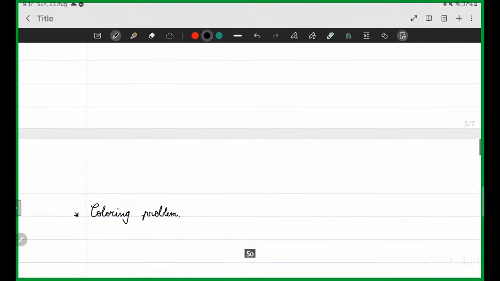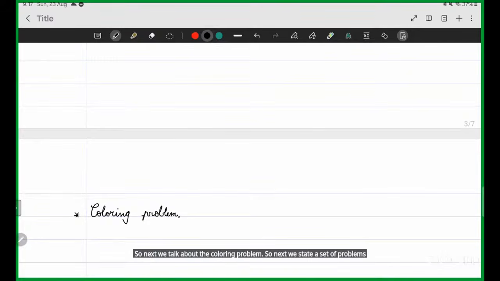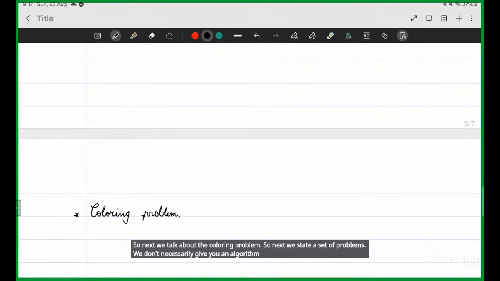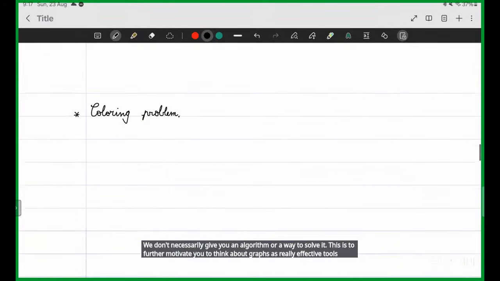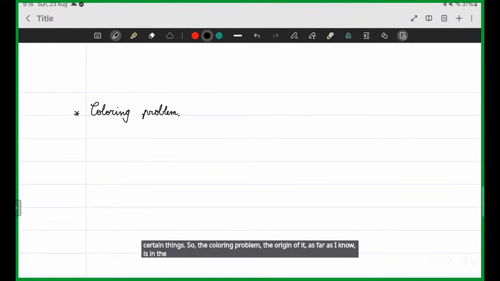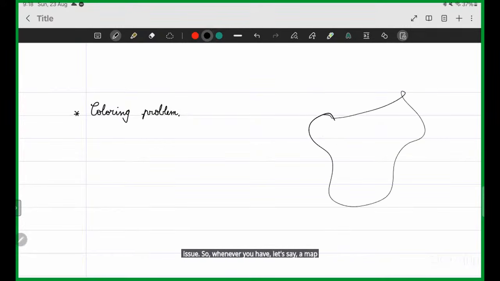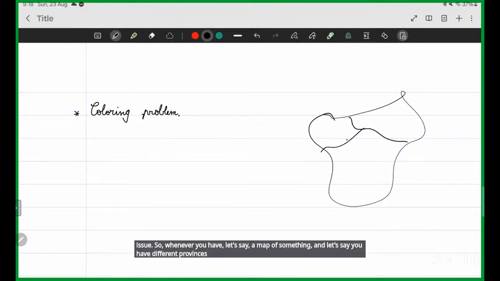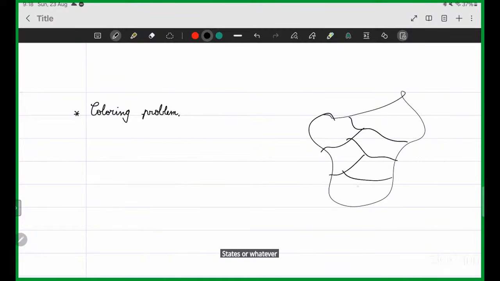So next we talk about the coloring problem. So next we state a set of problems. We don't necessarily give you an algorithm or a way to solve it. This is to further motivate you to think about graphs as really effective tools to visualize certain things. So the coloring problem, the origin of it, as far as I know, is in the map coloring issue. Whenever you have, let's say, a map of something, and let's say you have different provinces, states, or whatever, something like this.